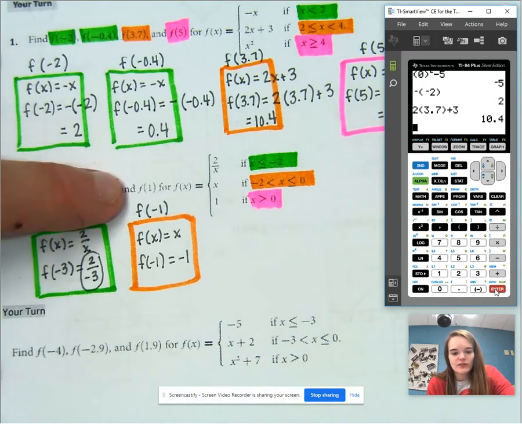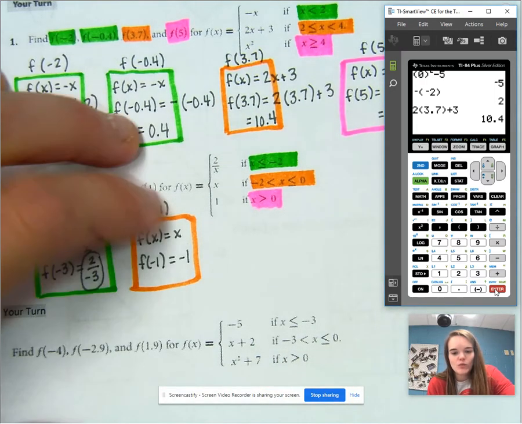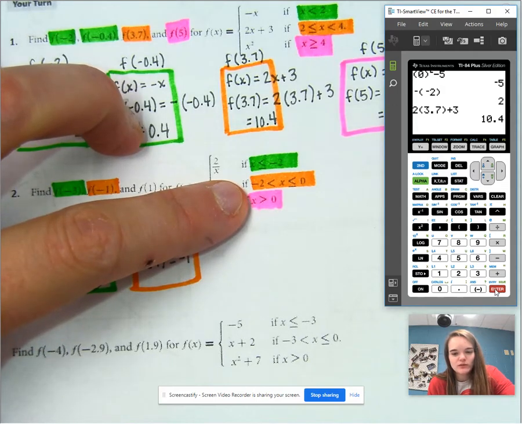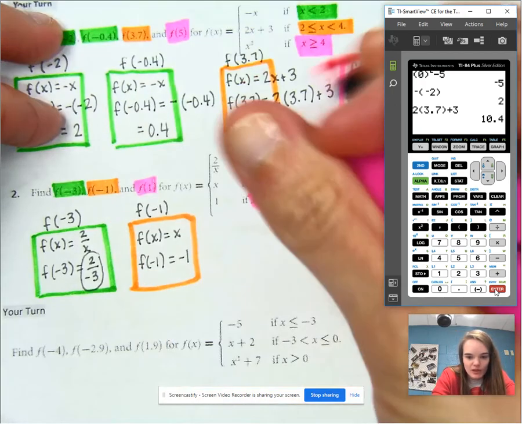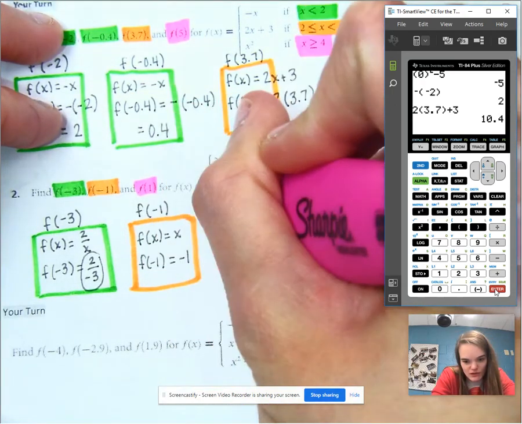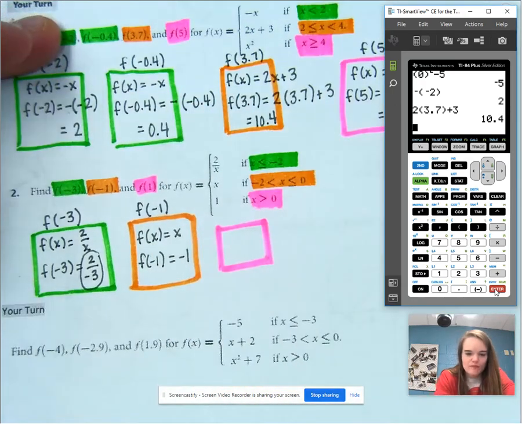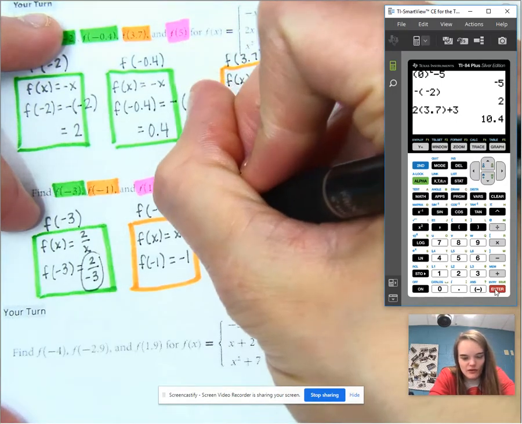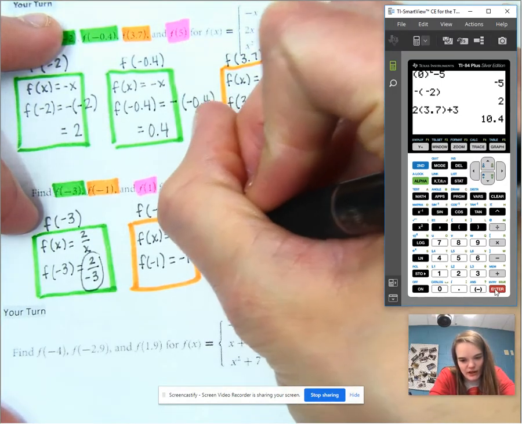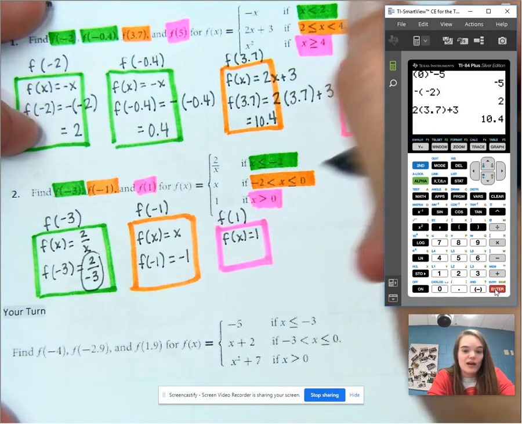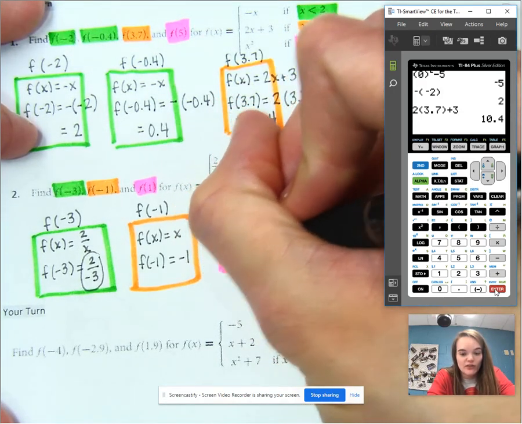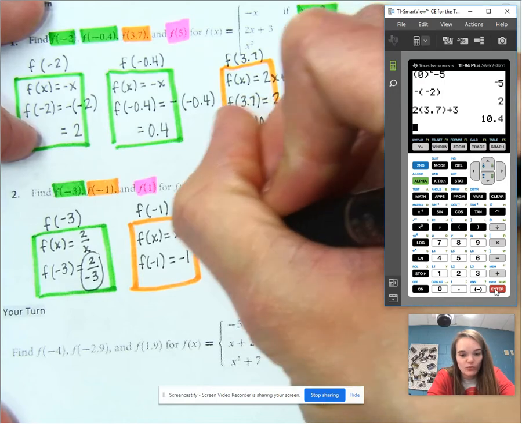Okay. Last, f of 1. 1 is not between negative 2 and 0, but 1 is greater than 0. It's a pink. Okay. f of 1. So we're using f of x equals 1. Well, this one's really nice because I don't plug anything in. There's no x. I just say f of 1 equals 1.